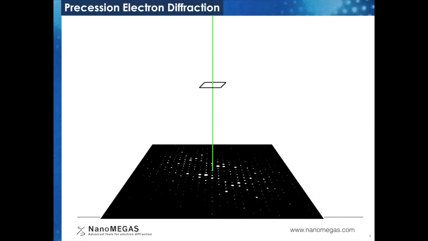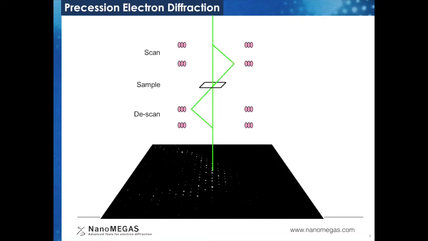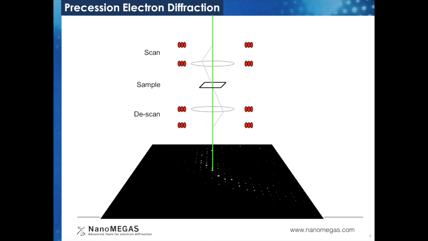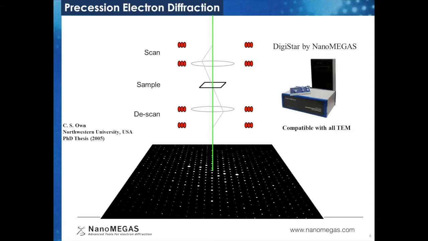Now, as I mentioned before, I'll show you what precession technique actually means. In precession electron diffraction techniques, a tilted incident beam is rotated very fast around the central axis of the microscope. Subsequently, an electron diffraction pattern is formed by integrating the orientations in different directions.